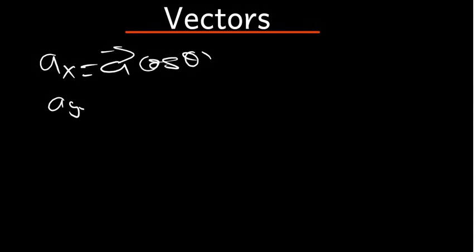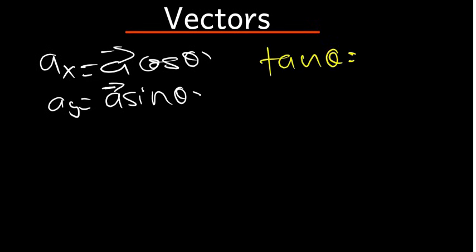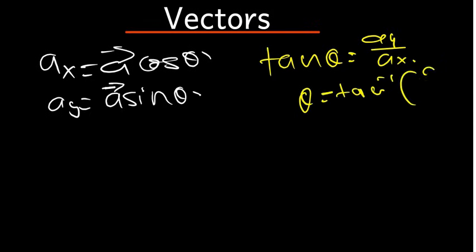Okay, so let's continue now. We are talking about vectors. In the previous video, we came up with the formulas on how to find the x component. We said that if we have a vector A, the x component is going to be A cos theta. Then the y component is going to be A sine theta. Then if we want to find the direction, which is the angle theta, tan theta is going to be equal to Ay divided by Ax. Then theta is going to be equal to tan inverse Ay over Ax. Okay, so this is the basic idea which we have to understand under vectors.